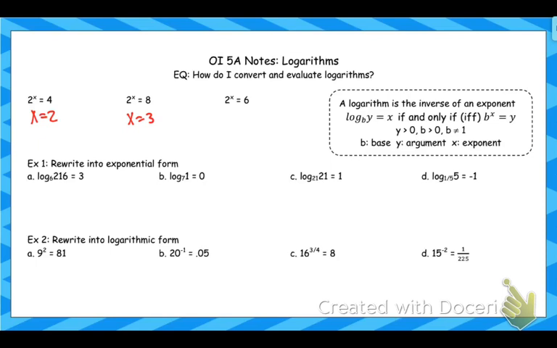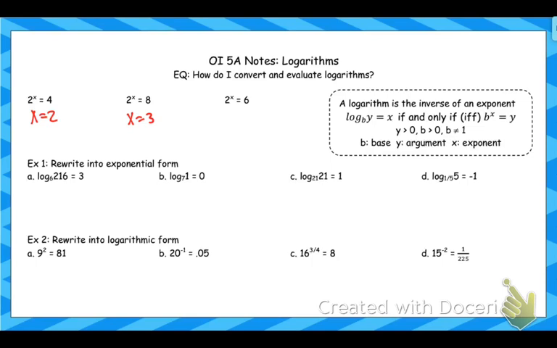Well, I have no way of knowing exactly what that is without just continually plugging in lots and lots and lots of numbers with very specific decimals, and that would take forever. So this is where logs come in. Now, I do know it's going to be between 2 and 3, so I can estimate it, but again, logs are going to give us that exact answer. So a log is the inverse of an exponent. It's basically a rewritten form of an exponent.